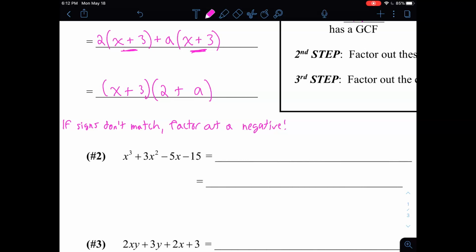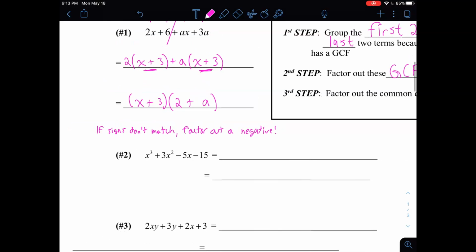Let me just look ahead here and see which ones are the best ones to do. Yeah, these problems are kind of tricky. All right. So I think we're going to do, no, we'll do 2 and 3 together. We're going to do all these together today. Okay, these are kind of tricky.